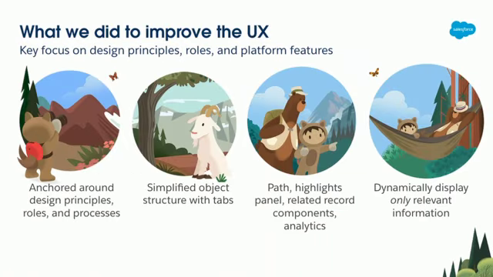So what did we do to improve that UX? The first thing we did was look at our design principles, our roles and processes, and ask what people need to do in the app at the point that they need to do it. We really evaluated and talked about personas: what does a writer need to do at this point? What does an editor need to do at this point? And what are the things they need right in front of them to get moving forward?